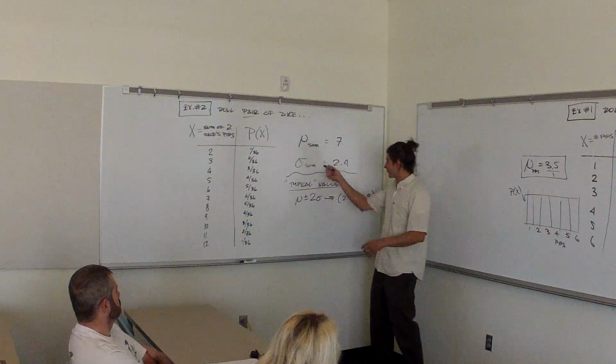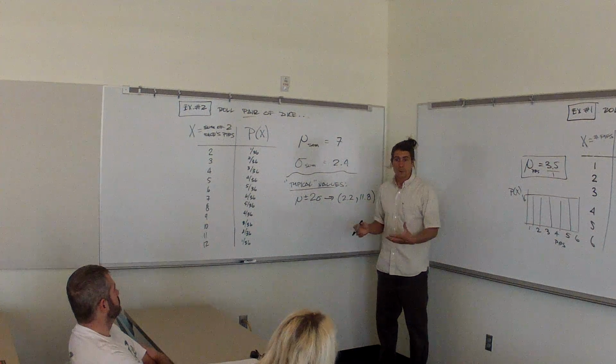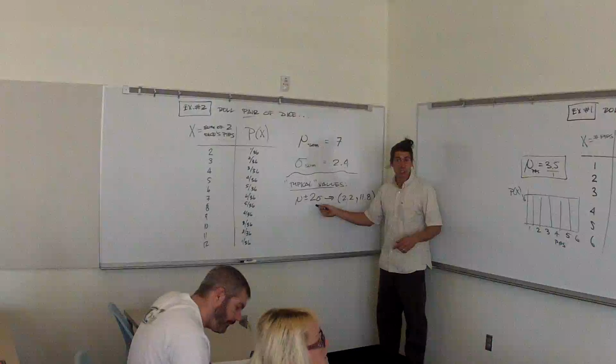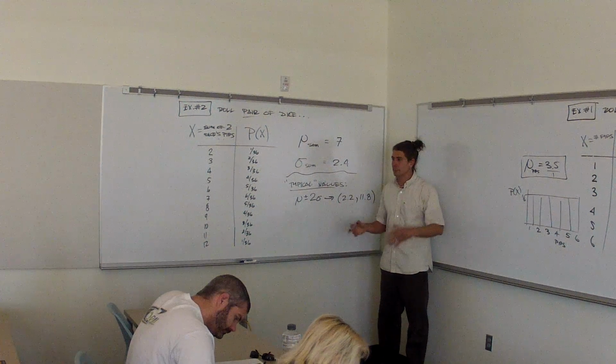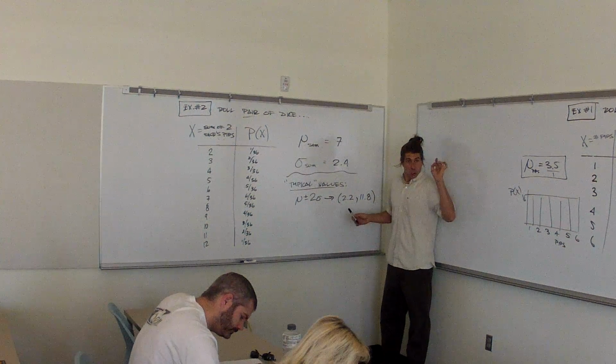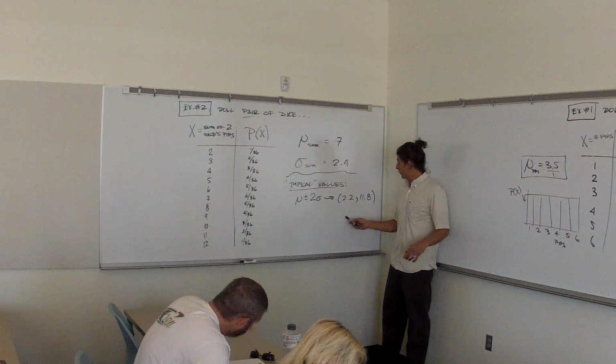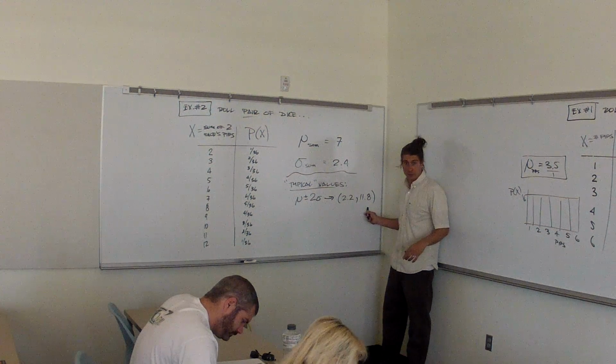I rounded off the sigma to 2.4. Well, I rounded that off and then doubled it to give it 2 standard deviations. Yeah, same thing as before, except I'm using a truncated value. So what this tells me is the typical rolls are going to be within 2.2 to 11.8.